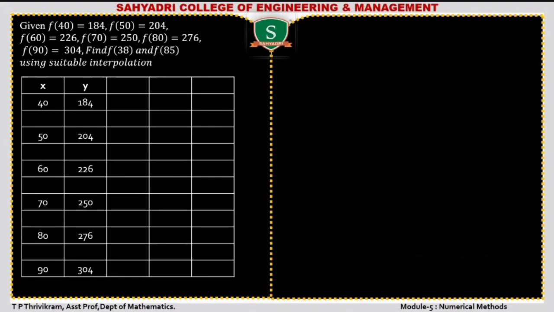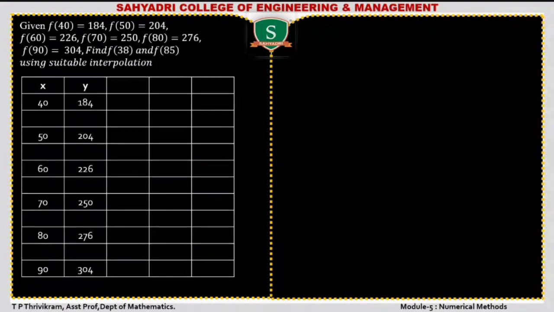So here they have given f of 40. That means 40 is the x value and the function value is 184. Similarly, x value is 50 and the function value is 204. x value is 60, 226. 70, 250, 80, 276, 90, and 304. Okay, so I have listed them in a table like this.